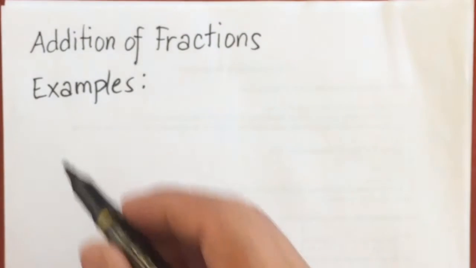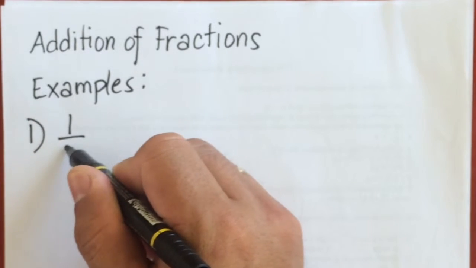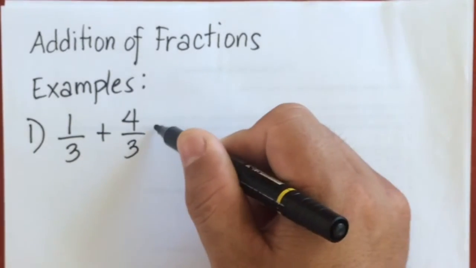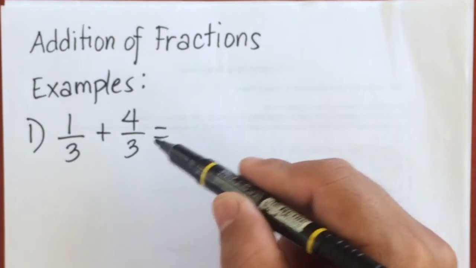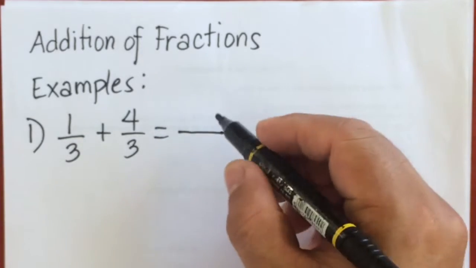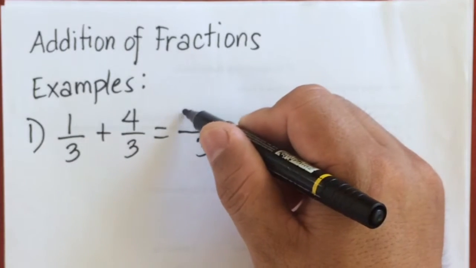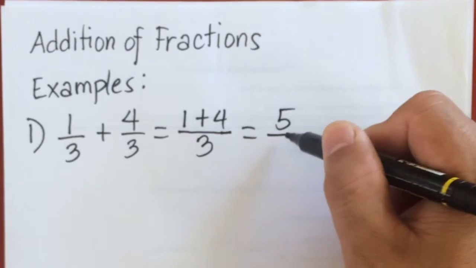Okay, let's have some examples. Let's have first addition of similar fractions. So for example, if we're going to have 1/3 plus 4/3, the two here are similar fractions, so the rule will be we're going to copy the denominator, which is 3, then add the numerators, 1 plus 4. So 1 plus 4 is 5, then this will be over 3.